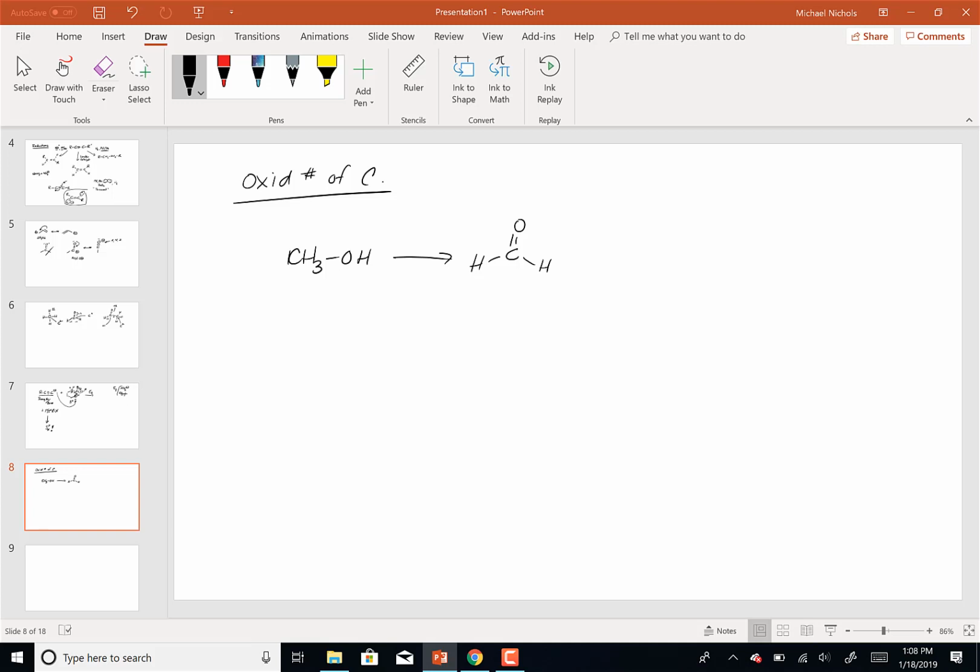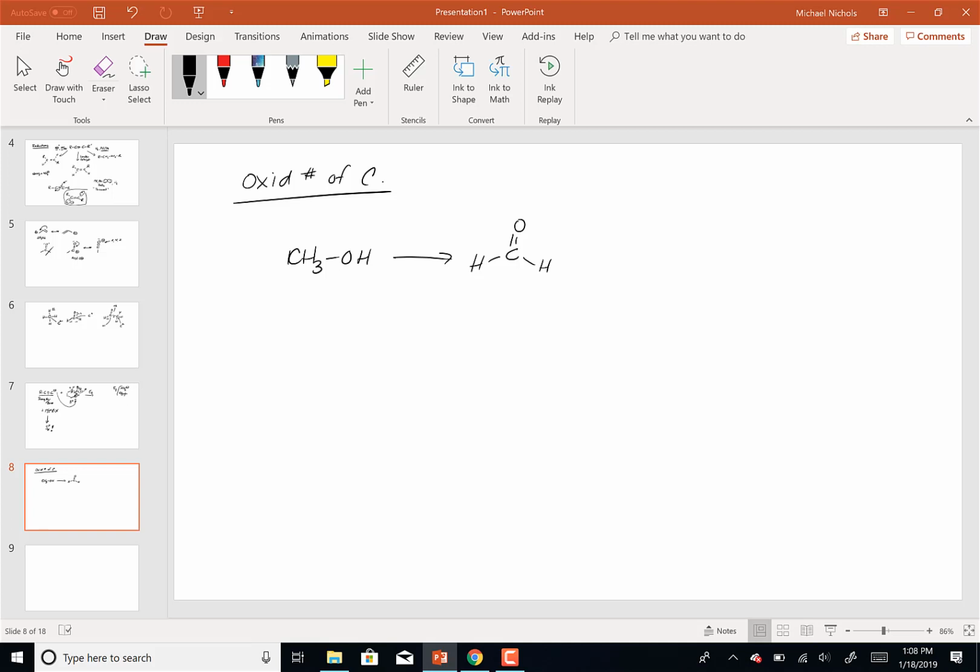What? I think reduction. Reduction? Anybody have another guess? Oxidation? Well, we really shouldn't be guessing.